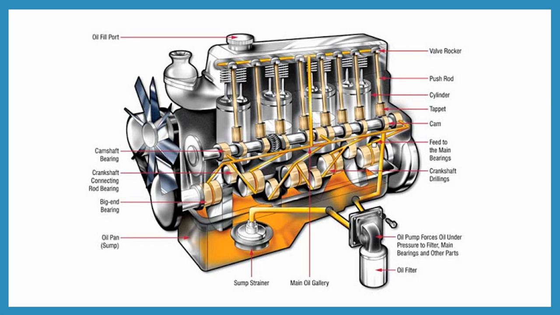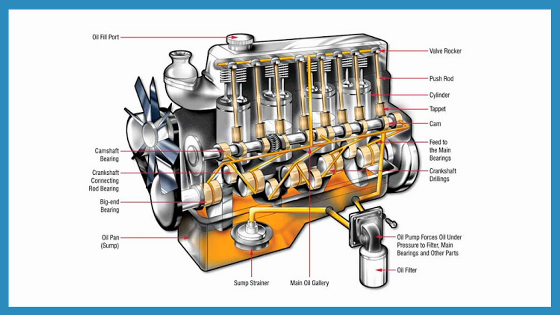This is the main oil gallery. Here is the feed to the main bearing. So in this way, all the components which have rotating or reciprocating movements in this engine need to be lubricated. Here is the picture of this lubrication system.